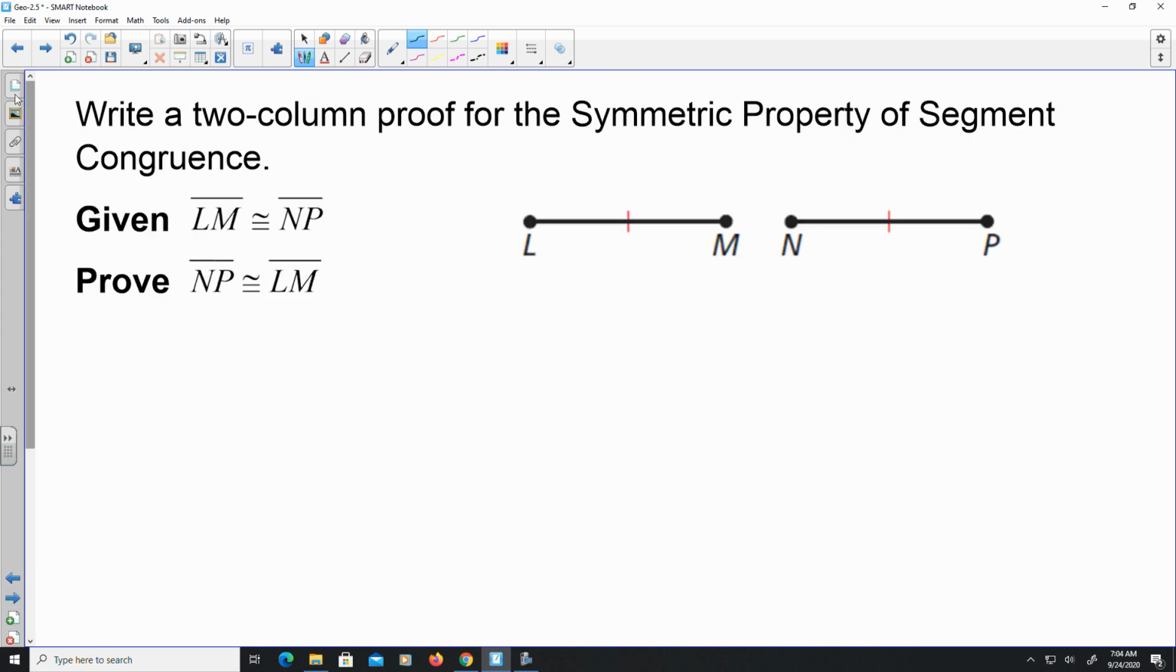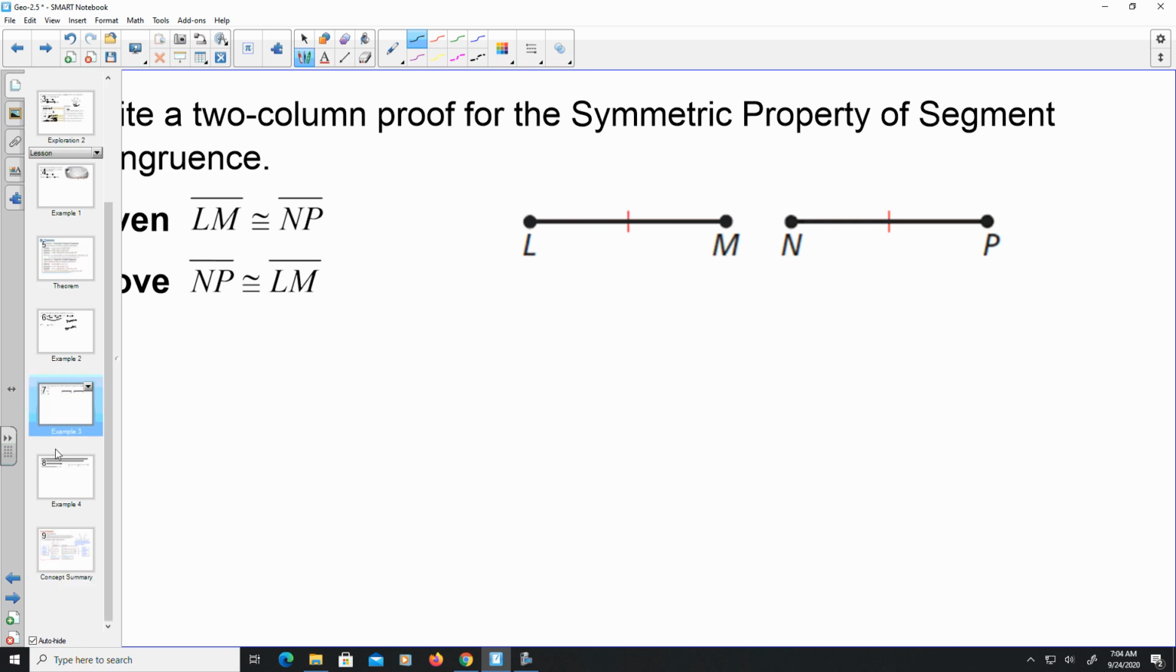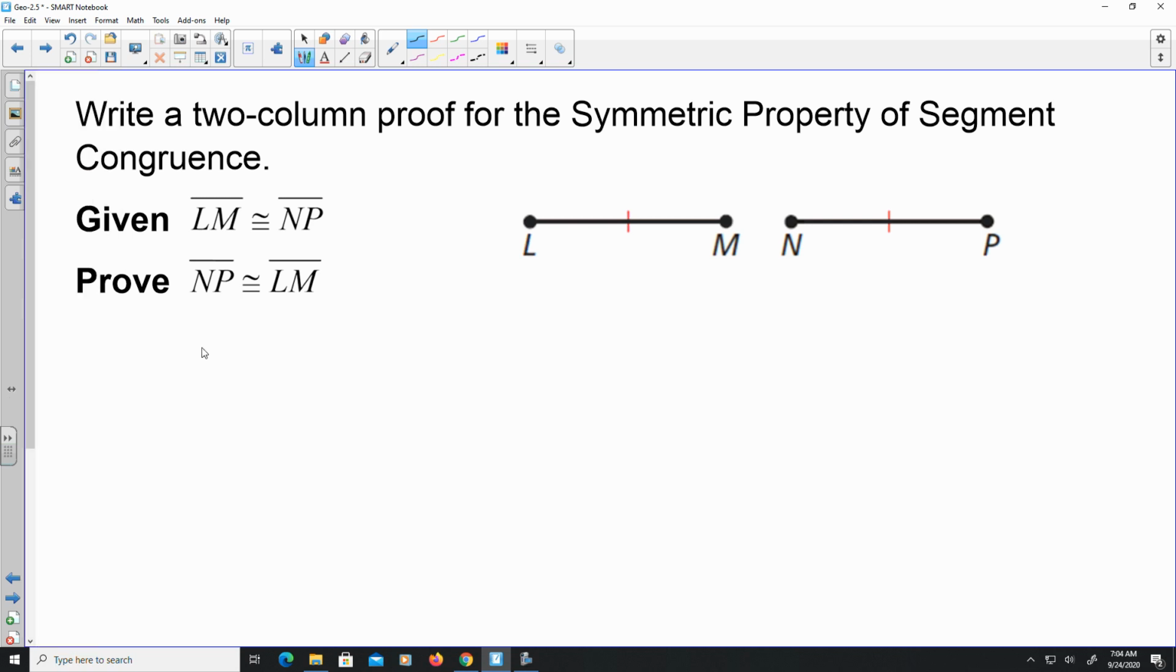All right, I believe this is the last. We got a couple more. All right, so here they want us to write a two-column proof for the symmetric property of segment congruency. So basically what they want you to do is take LM is congruent to NP and flip it around. They want you to prove that.